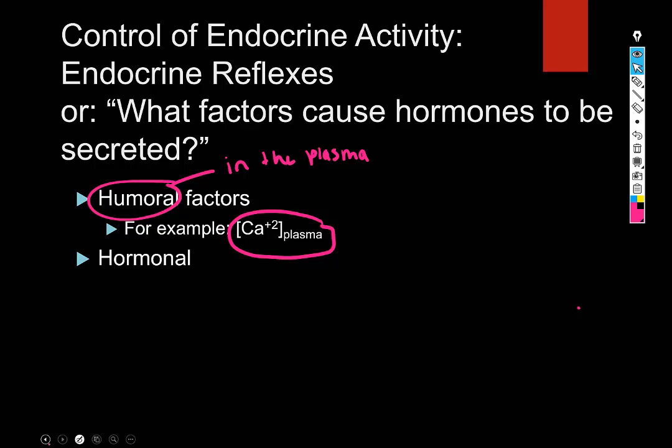A lot of times, hormones cause other hormones to be secreted. This is very common. So, for example, the releasing hormones of the hypothalamus cause the anterior pituitary to release hormones as well. And neural impulses can also do this. So, for example, the release of oxytocin, which is a posterior pituitary hormone, during labor and childbirth or during sexual activity is actually stimulated by neural impulses.